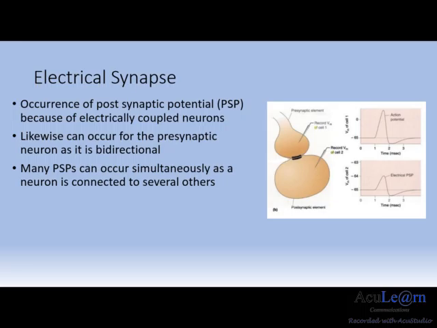As a neuron usually synapses onto several other neurons, several PSPs occurring simultaneously can result in a very strong excitation for the neuron. This phenomenon is known as synaptic integration, and it will be touched upon later on in the video.